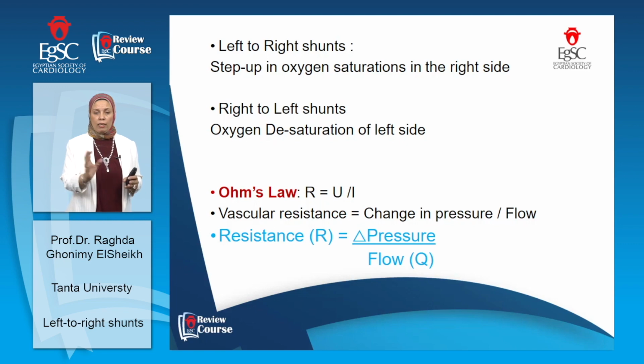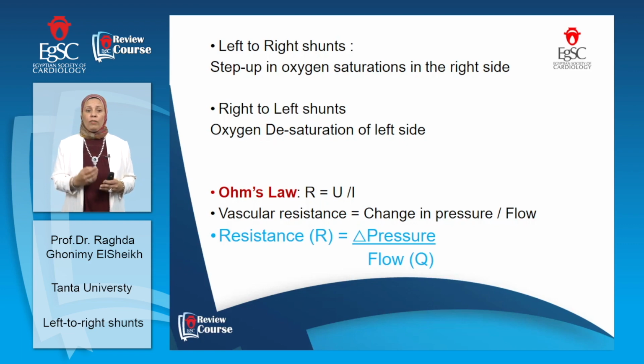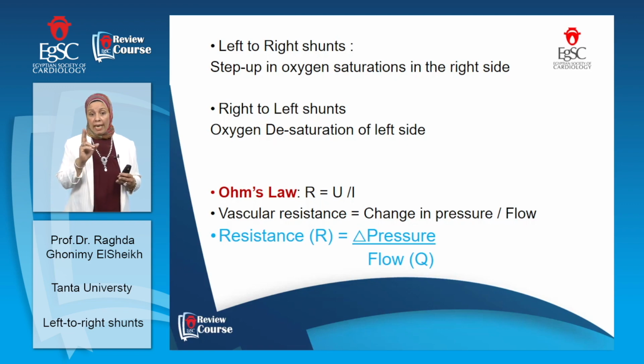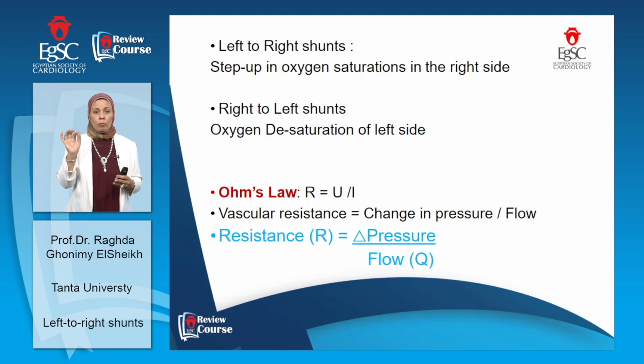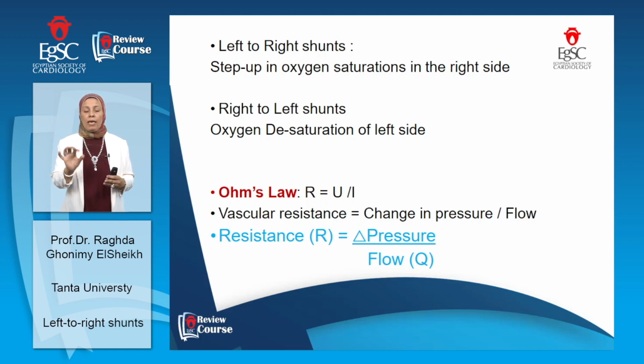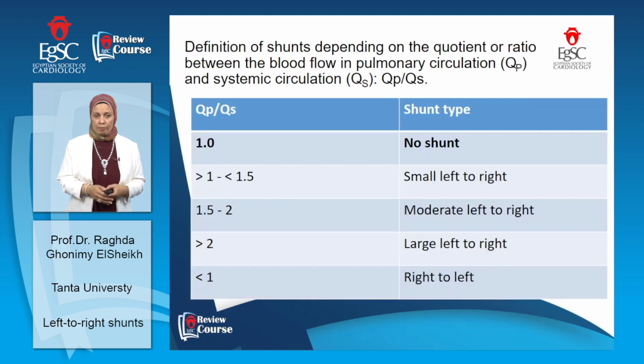and appreciating the step up in the right side in cases of left to right shunt, or desaturation, we come to the last stage, which is the calculation of the vascular resistance. And here we can revise Ohm's law, which tells us the vascular resistance equals pressure over flow. We already have the flow, and we can get the pressure directly in the cath lab from each cardiac chamber. We measure the systolic, the diastolic, and the mean pressure from each cardiac chamber.